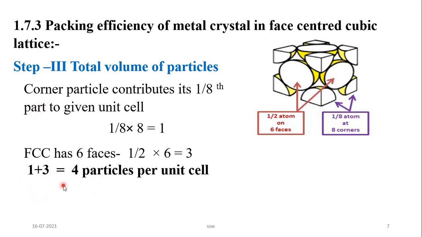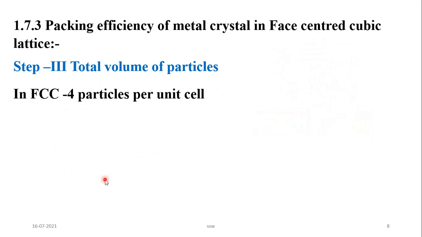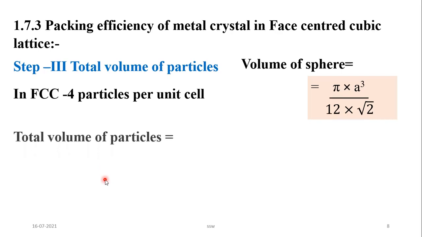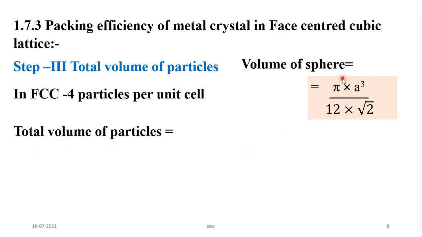So the FCC, or face centered cubic unit cell, contains how many particles? 4 particles in a unit cell. So in FCC 4 particles are there. And you know the volume of a single sphere, it is how much? Pi into a cube divided by 12 into root 2.